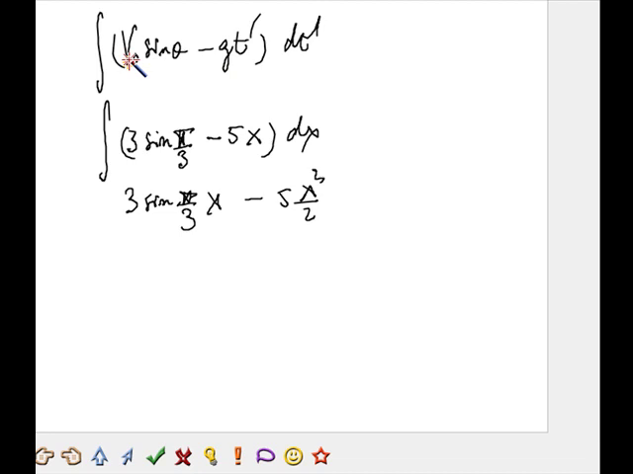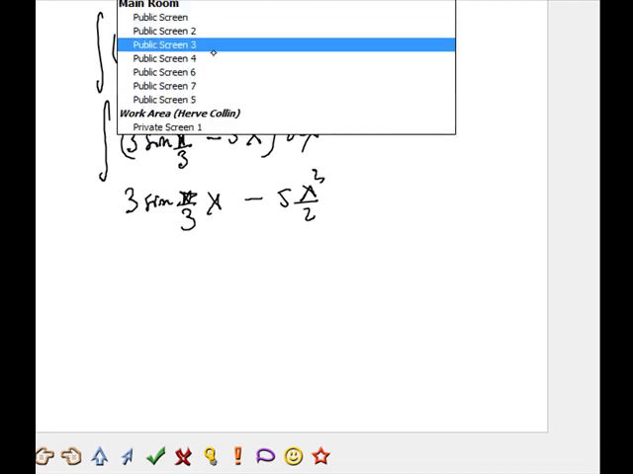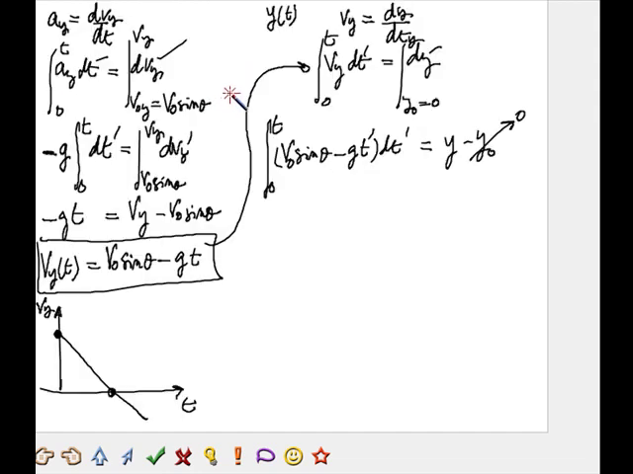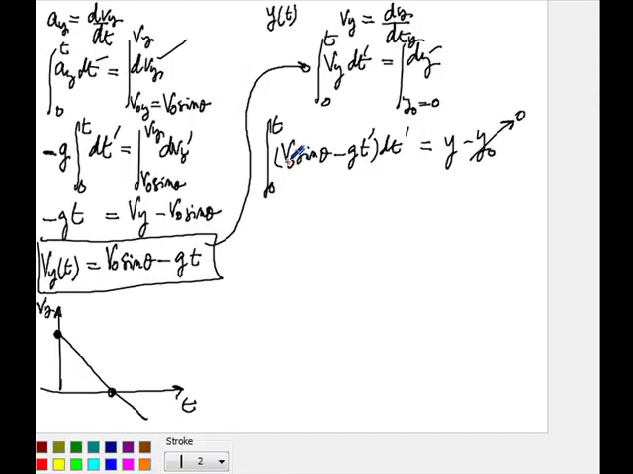Okay? So, in the previous screen, then v naught sine theta is just a constant. Therefore, as we integrate it, we just multiply this term by t prime. g t prime, as we integrate it, becomes minus g t prime squared divided by 2. And we're going to evaluate this between 0 and t.